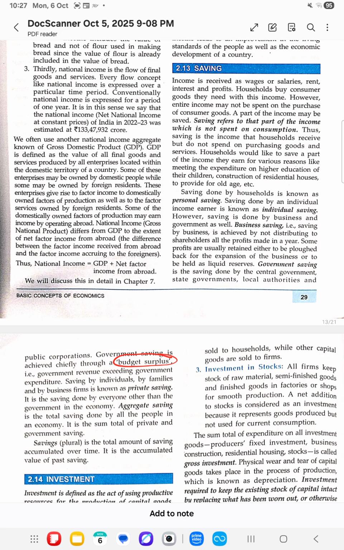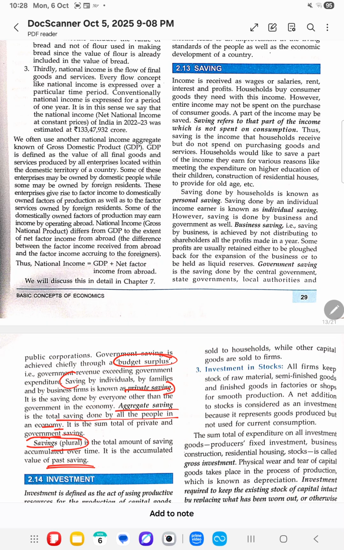Next up, we have private saving and aggregate saving. So saving by individuals, by families, and by business firms is known as private saving, whereas aggregate saving is the total saving done by all the people in the economy. Fine. So savings is the total amount of saving accumulated over time. Fine. So that is all the past savings. When it gets accumulated, we say savings.